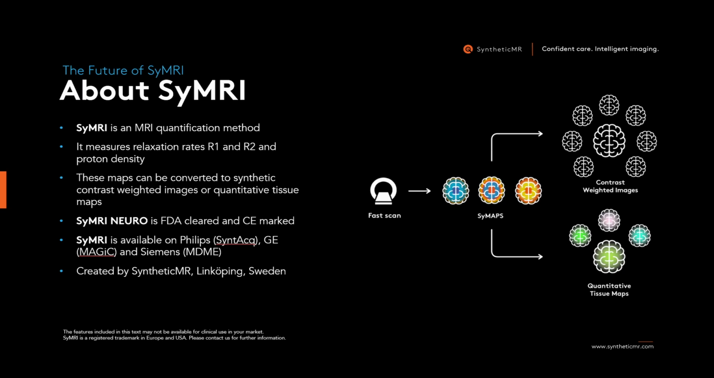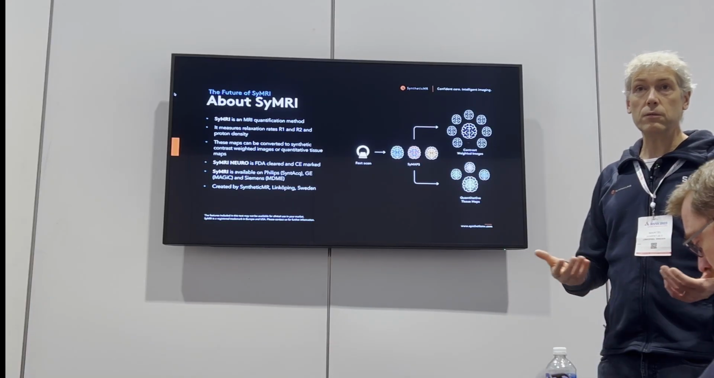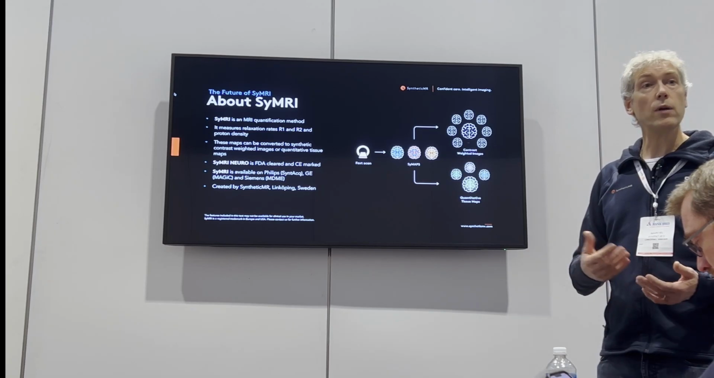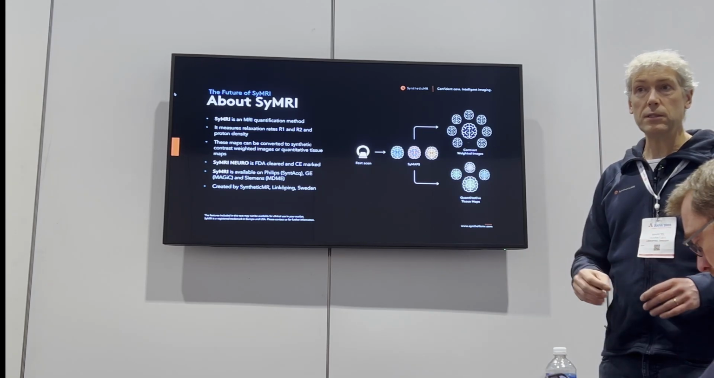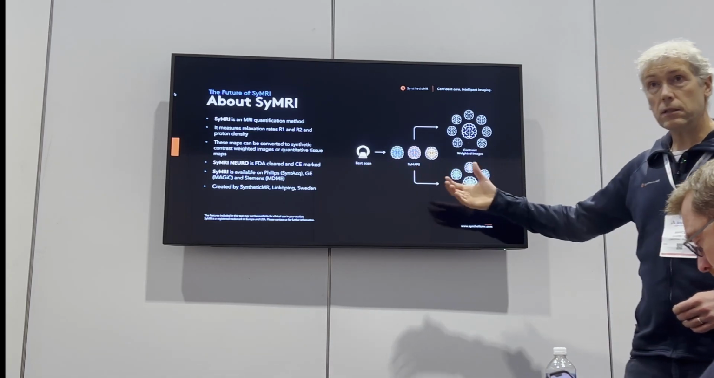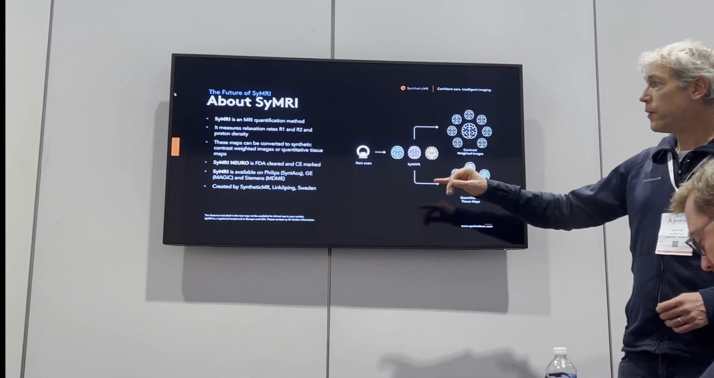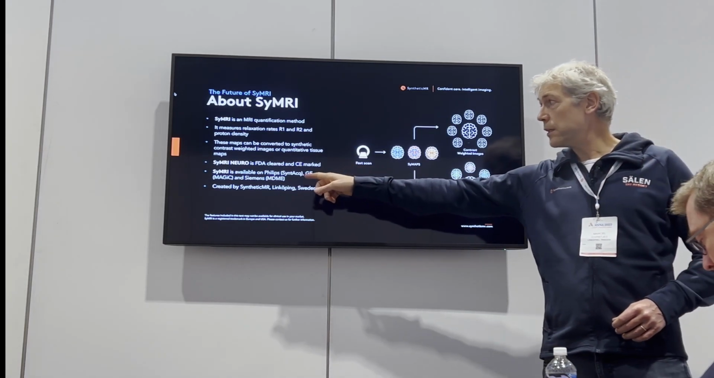The other part is quantitative tissue maps. So we have definitions of what is gray matter, white matter, myelin, etc. We also create these maps. Well, it's all based on the same sequence. It's FDA cleared, CE marked, at least our multi-slice 2D solution. And we're available on Philips, on GE, on Siemens.